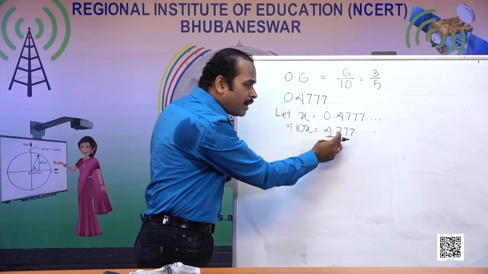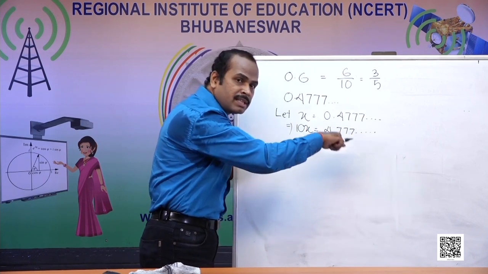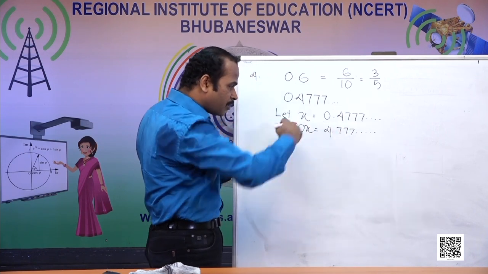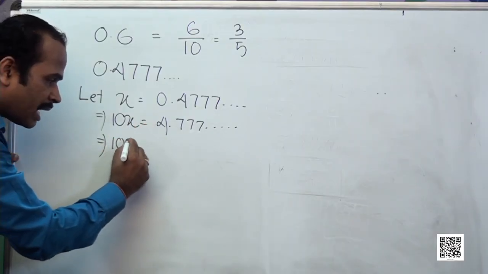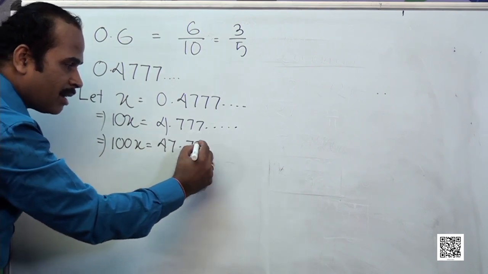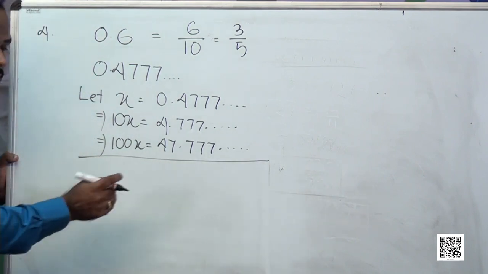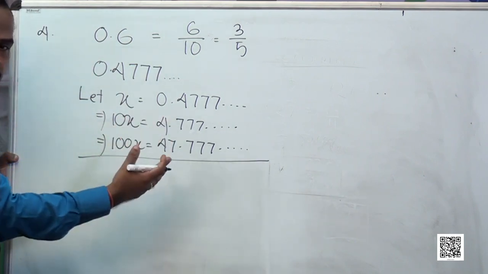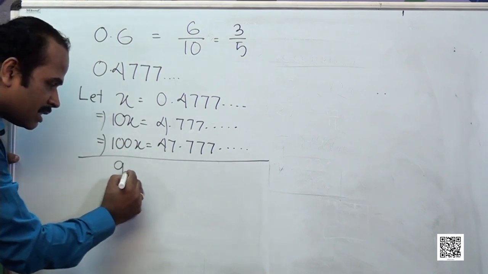Now, I find again one digit is there on the other side which is repeated. So to bring this number which is repeated, I have to bring it to here. So I will multiply more 10 to here, it will become now 100x. So I will find it is 47.777 and so on. Now, I will find the decimal portions of both the numbers are equal, so I can subtract now. So 100x minus 10x, I will find it is 90x.